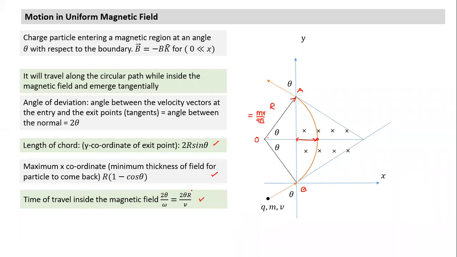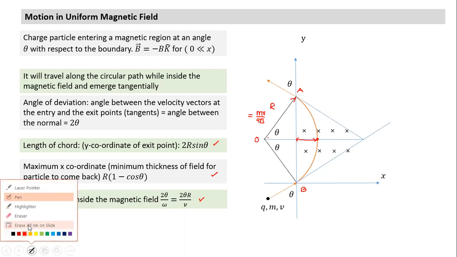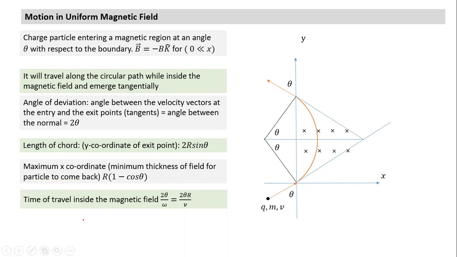Yes, Asha? Sir, I didn't understand how the angle of entry will be equal to the angle of exit. Okay, let me do that part again. See, let's forget the rest; this part is the arc of a circle, and these are normals. Let me write this angle as theta and this angle as theta. If this angle is theta, what would this angle be? 90 minus theta. And what would this angle be? Theta, sir. It's also theta. And this angle also theta.